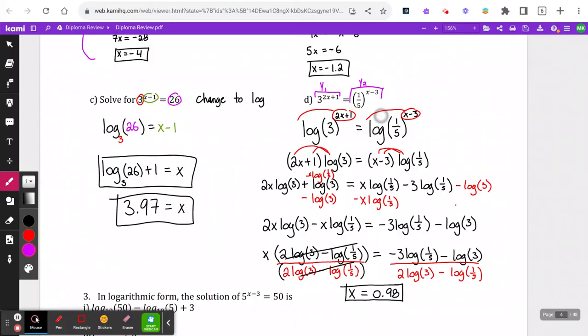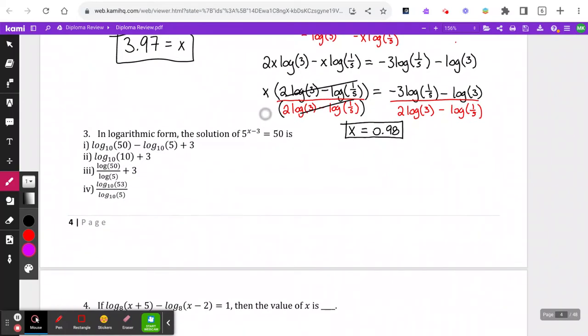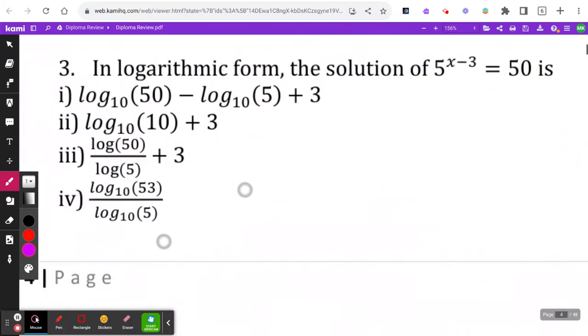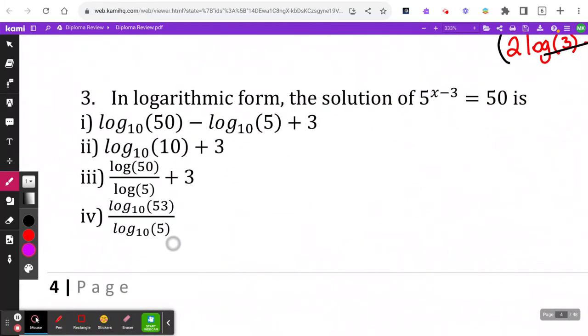All right. Number 3. In logarithmic form, the solution of... so there's a perfect example of x in the exponent. We want an exact value. Look at all the answers. It's logarithmic form.